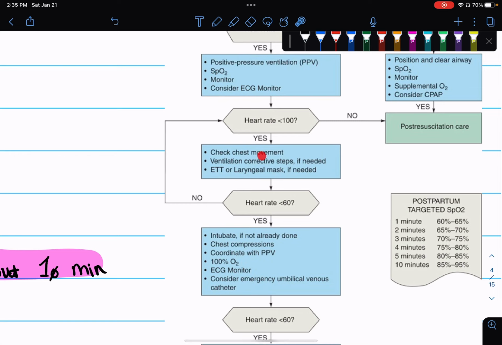check for their ventilatory status. Make sure they're getting oxygen exchange. Suction if you need to. Other than that, if you're less than 60, then we're going to start initiating chest compressions.